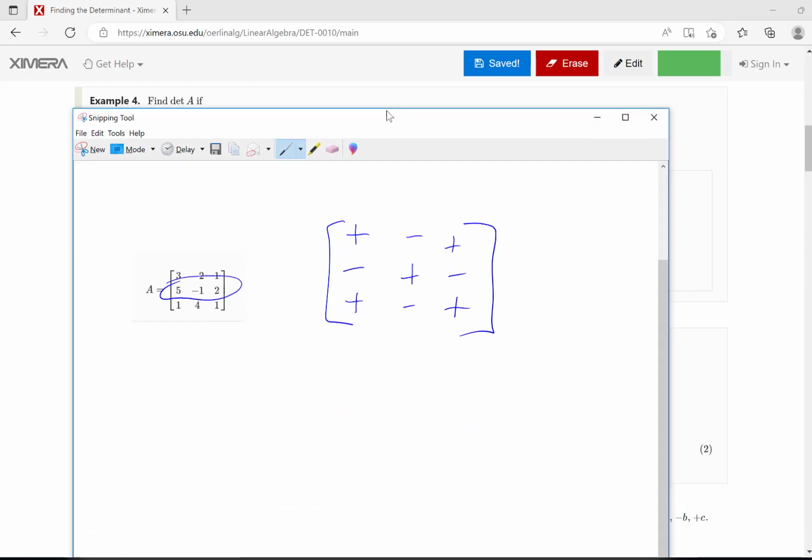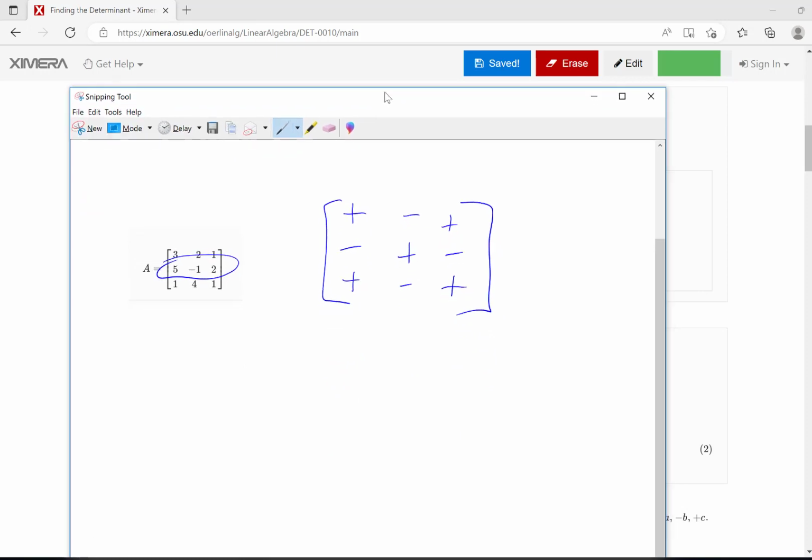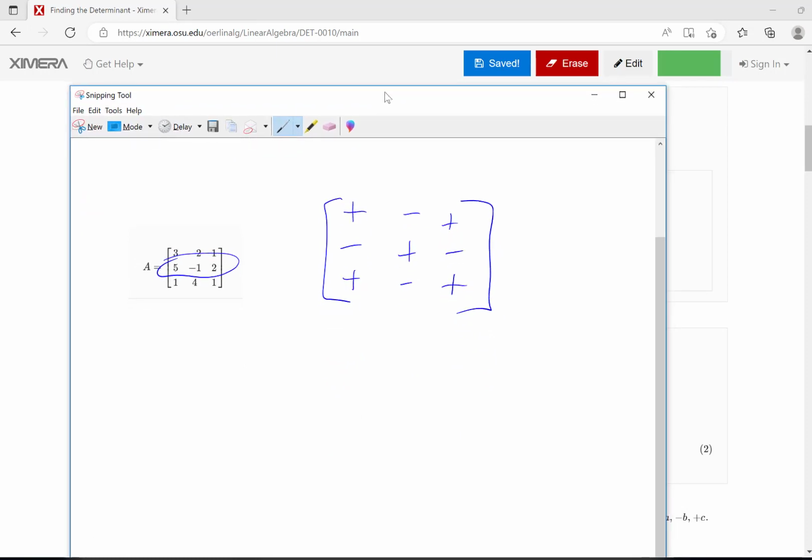But it turns out, we will see later, you can use any row or column to compute a determinant, and it's done recursively. So in other words, you're going to need to know how to do 2 by 2 determinants in order to do a 3 by 3. So I'm going to go ahead and use the second row here.